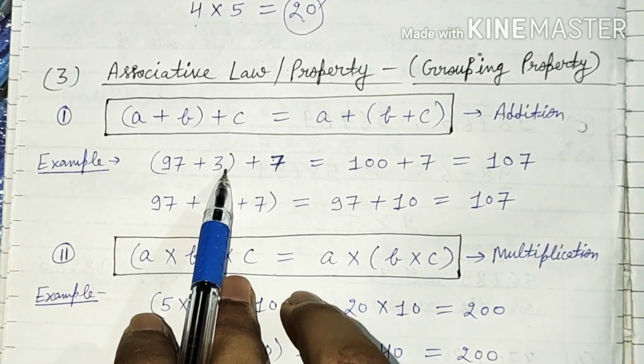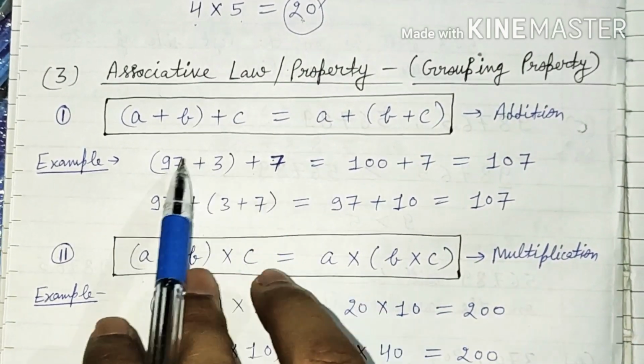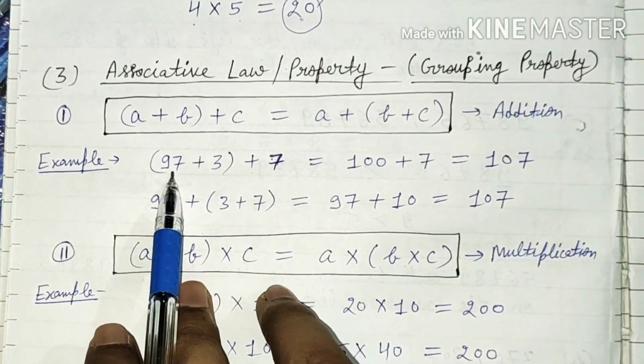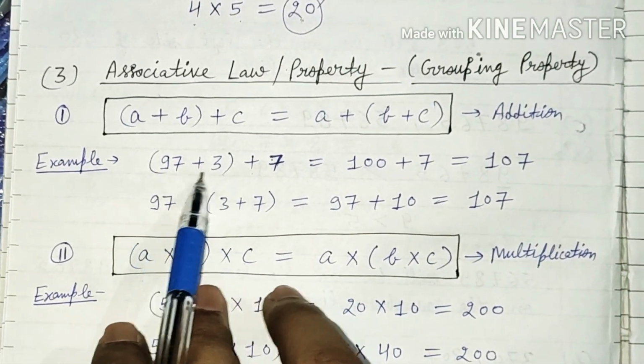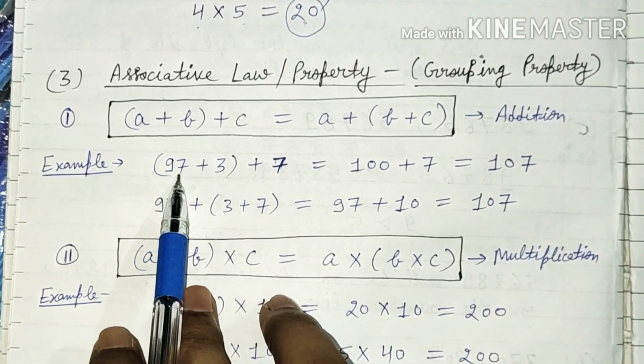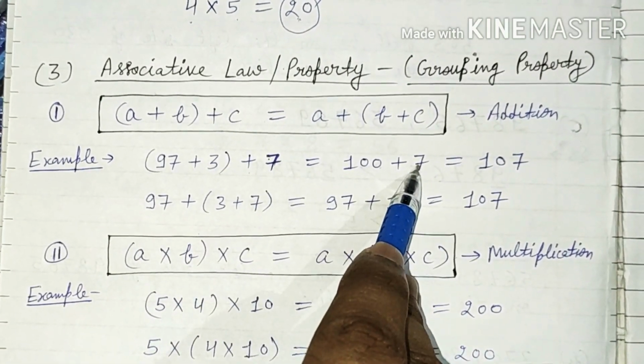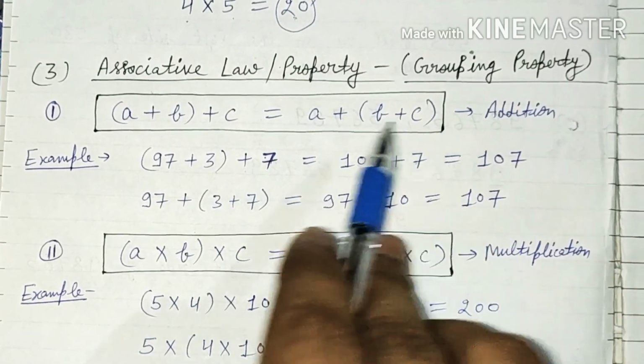97 plus 3 plus 7. So in this example we have grouped 97 and 3 together. When we will have to solve this bracket. So when we will add 97 with 3, we will get 100. 100 and plus 7 will be 107.